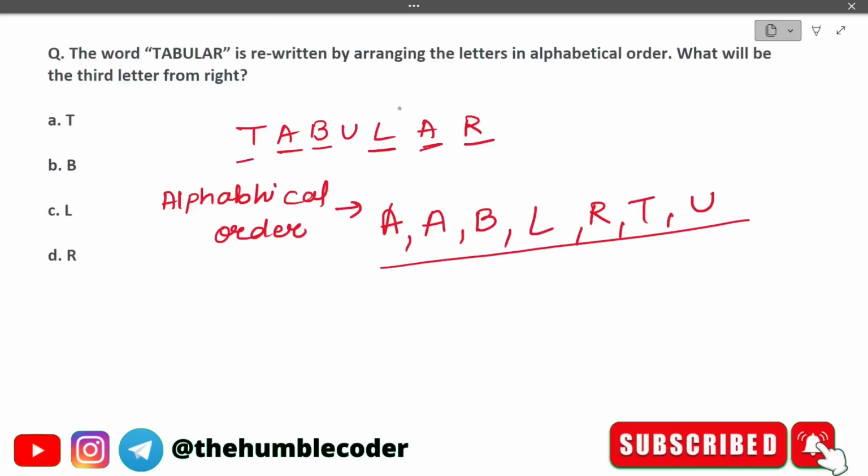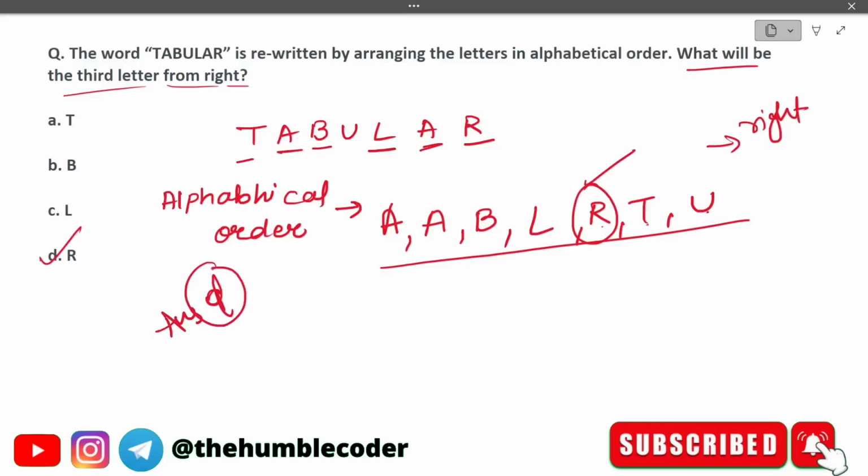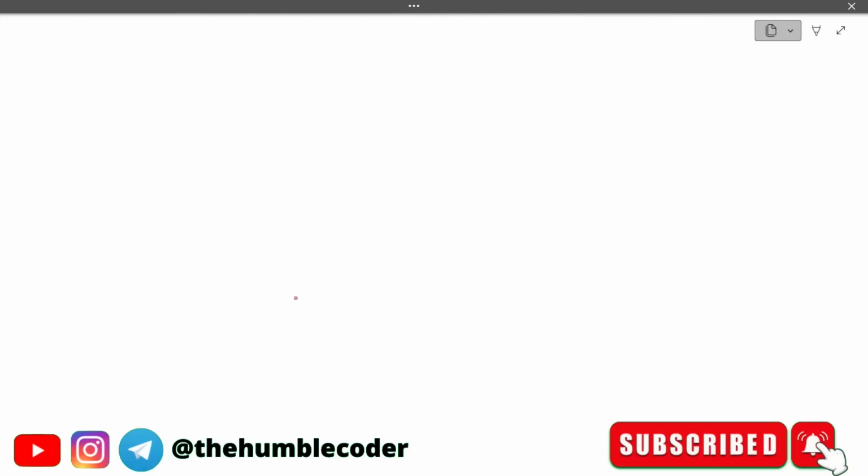Now what we need to find? What will be the third letter from the right? So 1, 2, and 3. See, this is the right direction. Okay, so the third letter from the right is what? R. So the correct answer in this case is going to be R. So the correct answer is option number D, which is R. Okay, hope you have understood it. Moving on to the next one.